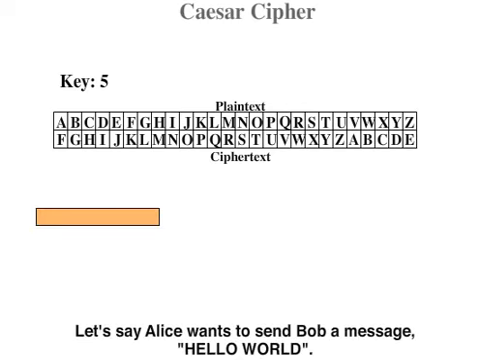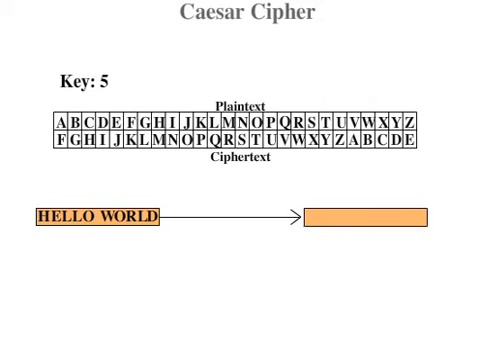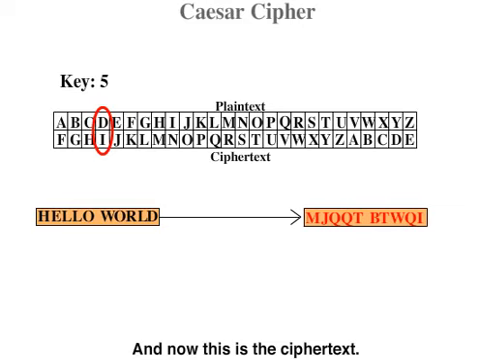Let's say Alice wants to send Bob a message. Hello world. Alice enciphers this message by matching the plain text letters in the table to ciphertext letters. So H becomes M, E becomes J, L becomes Q, L becomes Q again, O becomes T, W becomes B, O becomes T again, R becomes W, L becomes Q, D becomes I. And now this is the ciphertext.